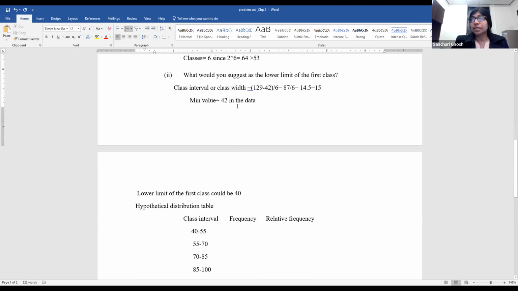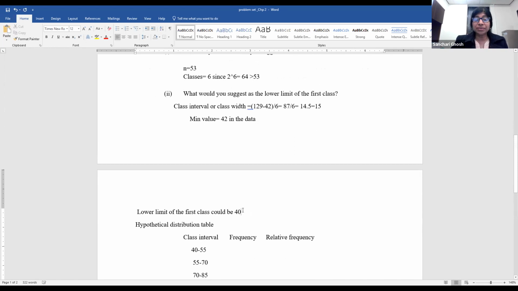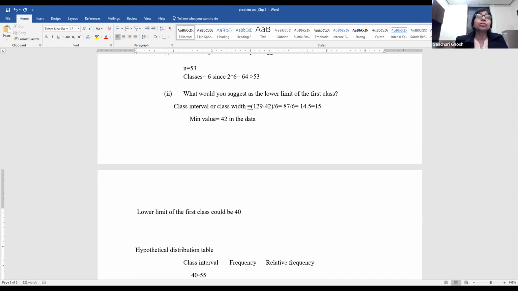class. Let's not take this as 42. This is another thing. Realistically, if your lowest value is that, do not start that as the class interval. Start with something rounded up. If your lowest value is 40, 40 is a good lower limit. So lower limit refers to the minimum value of the first class interval. So that's your lower limit.